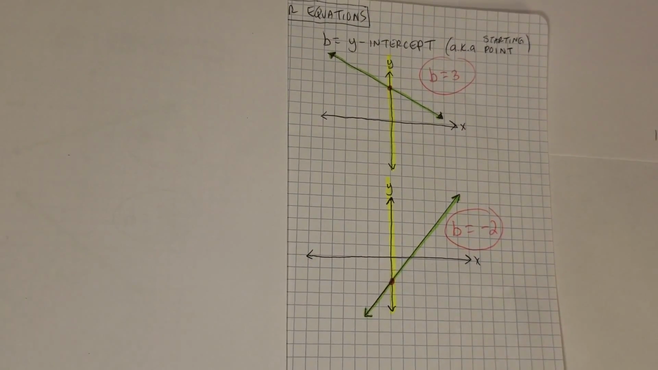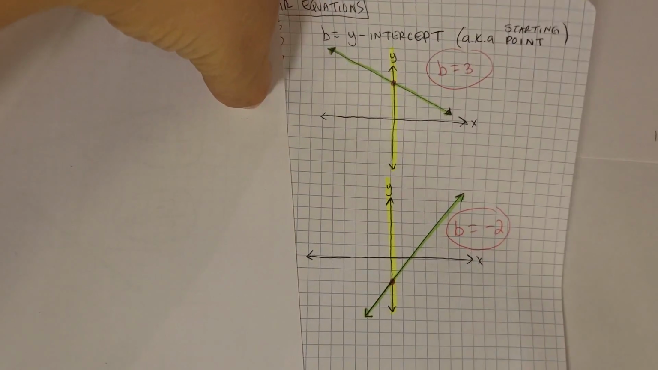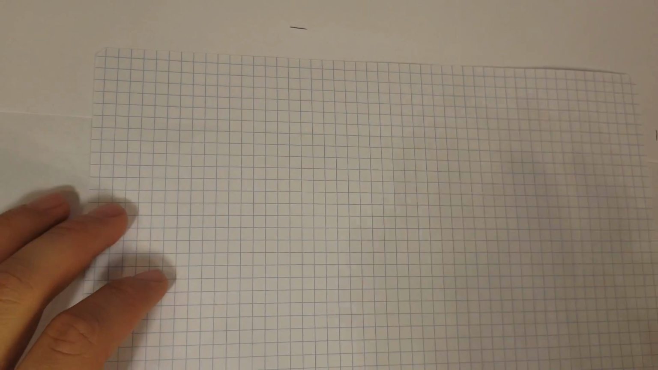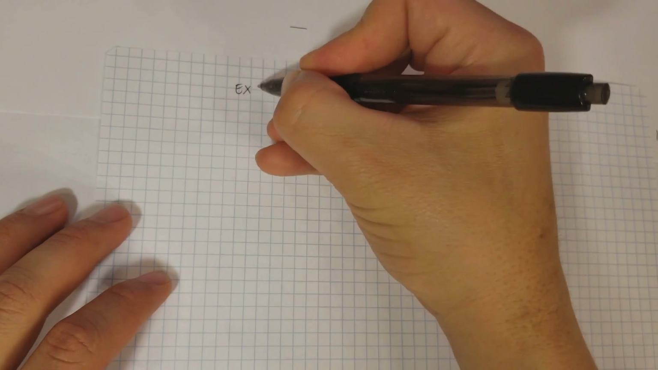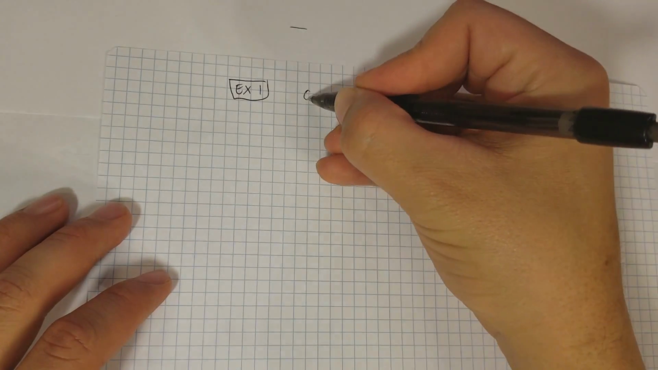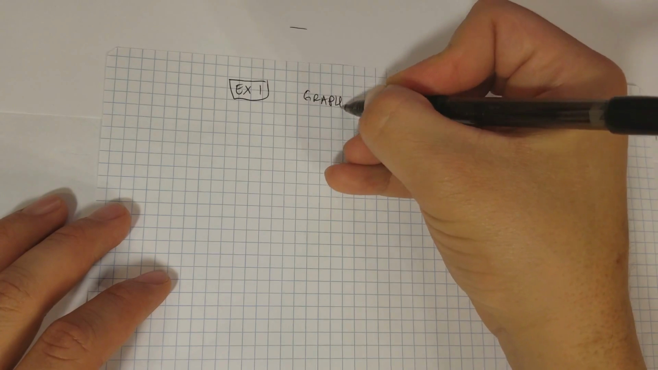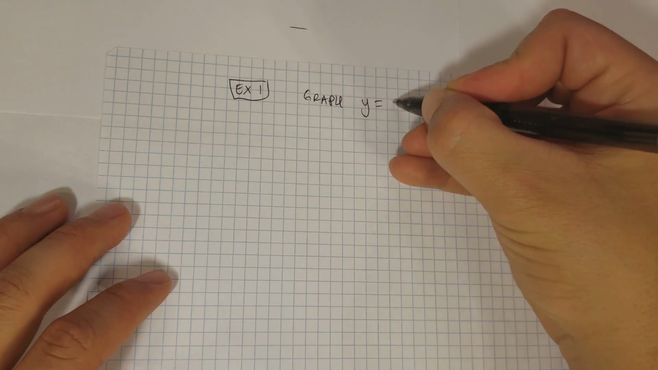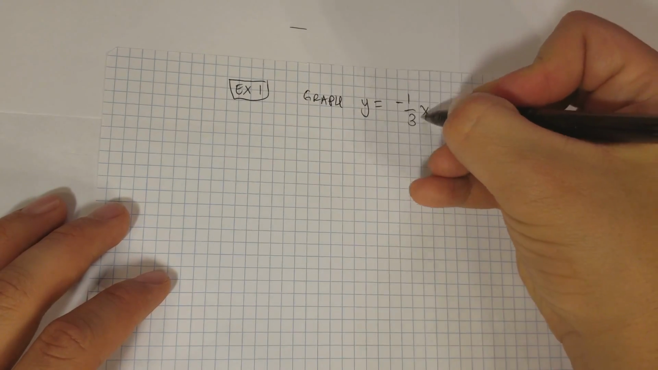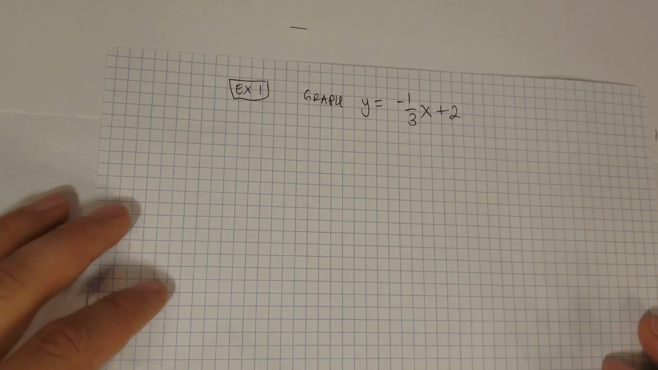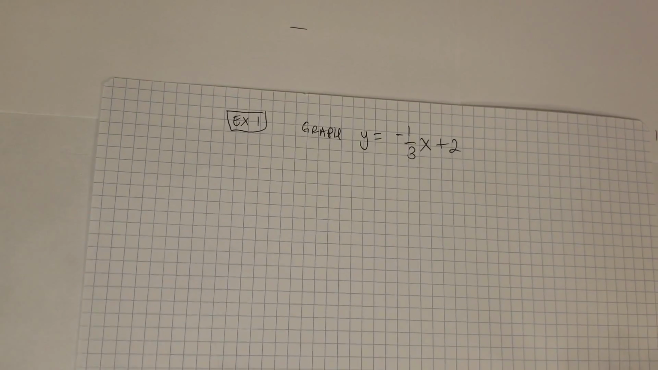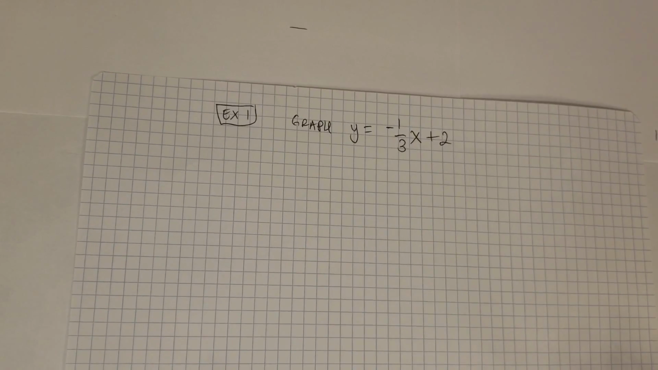All right, now that we got that handled, the whole point of us doing this is to be able to graph a linear equation, right? So we're going to put all that together to see if we can graph some lines. So let's do an example. Example number 1. Let's say we want to graph the linear equation y equals negative 1 over 3x plus 2. So this is the slope-intercept form for a linear equation.